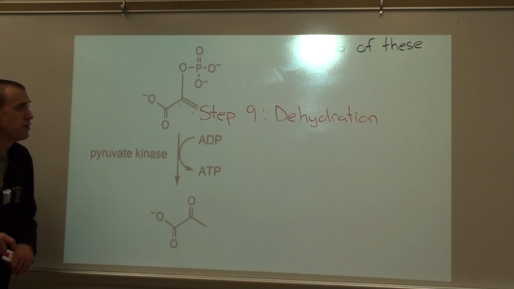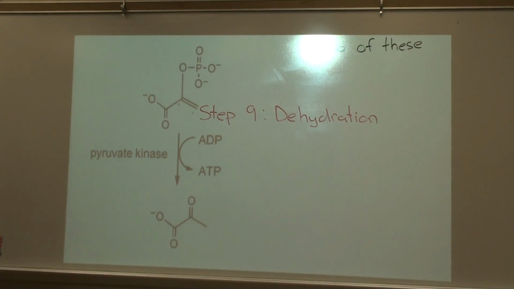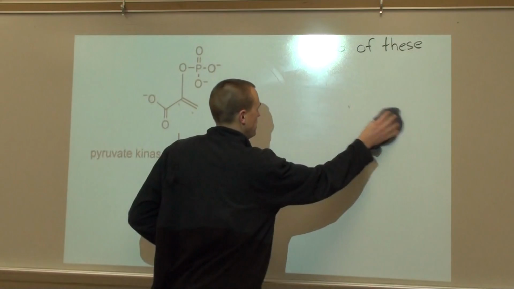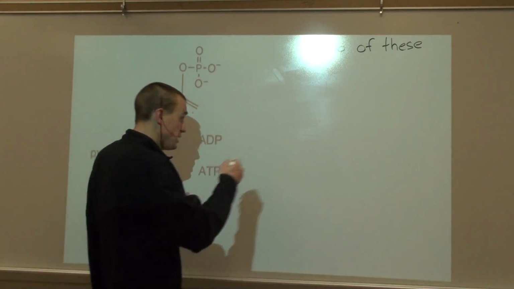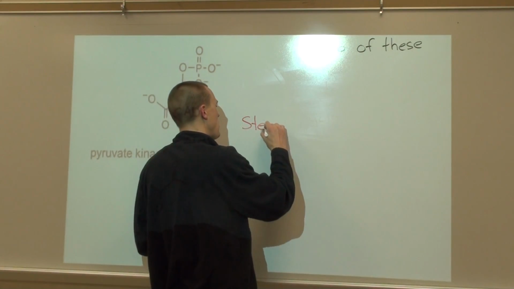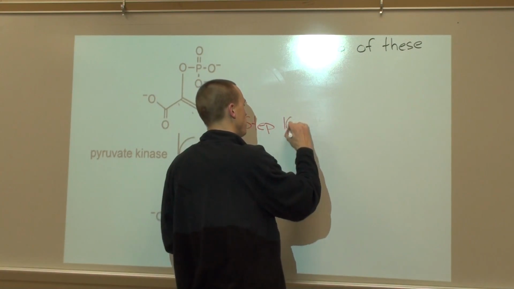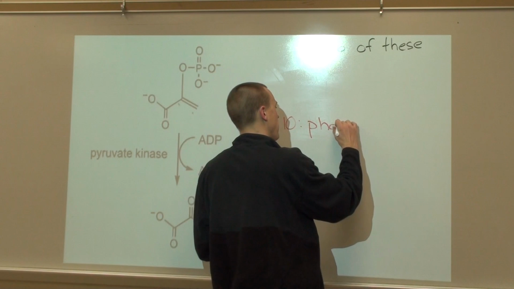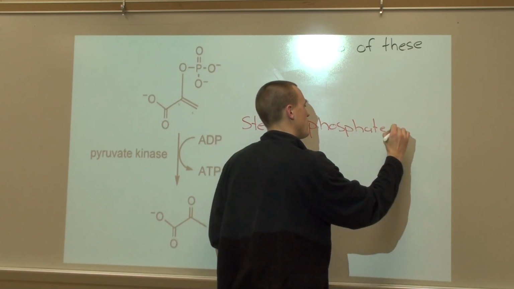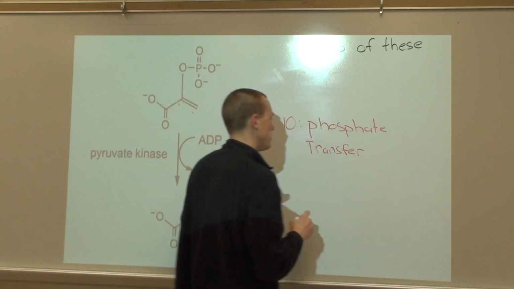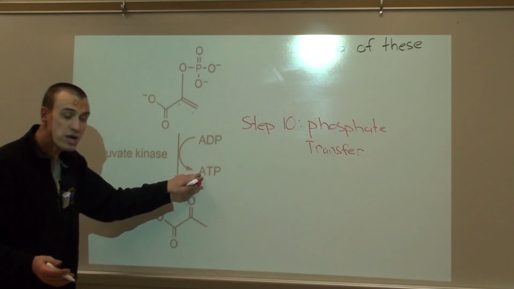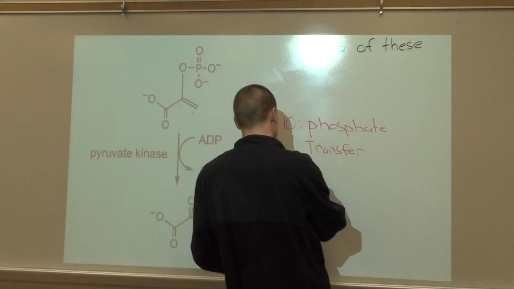So we go through step number 10. For step number 10, we go through yet another phosphate transfer. Essentially, we're making ATP again in this process. So for step number 10, we go through a phosphate transfer, and essentially that's saying that we are producing some ATP.